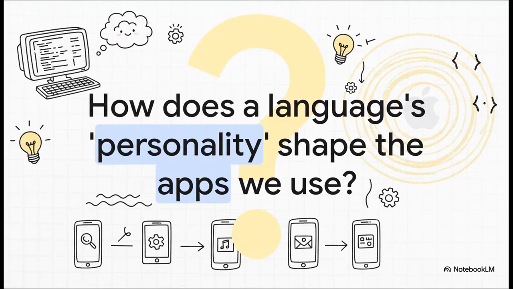And that kind of leaves us with one final thought to chew on. Objective-C had a very clear personality. It valued being understandable and flexible. So the next time you're swiping through an app, just think for a second about the language it might have been written in. How did its personality, its core ideas, end up shaping the very experience you're having right now? Pretty cool to think about.